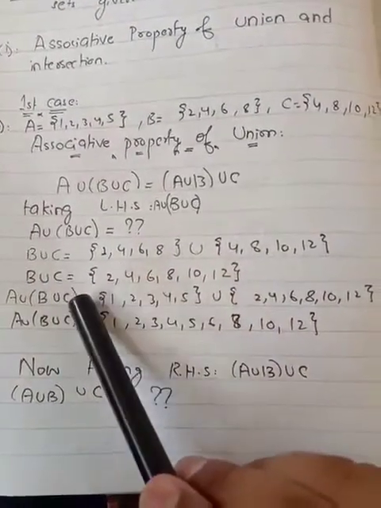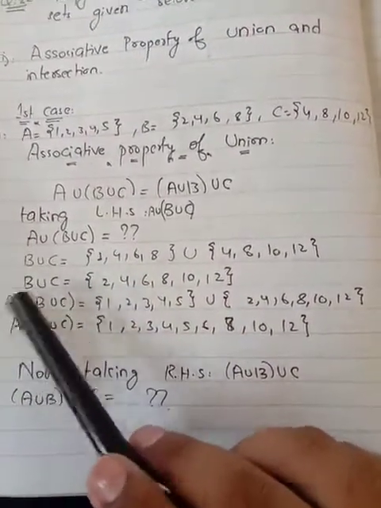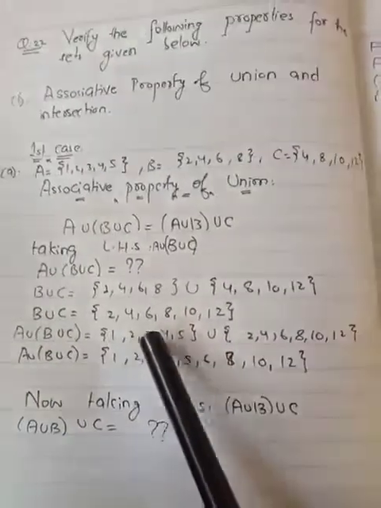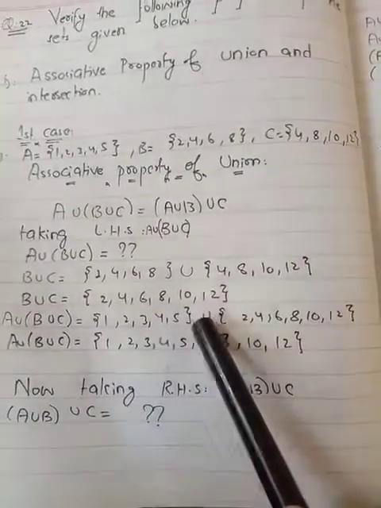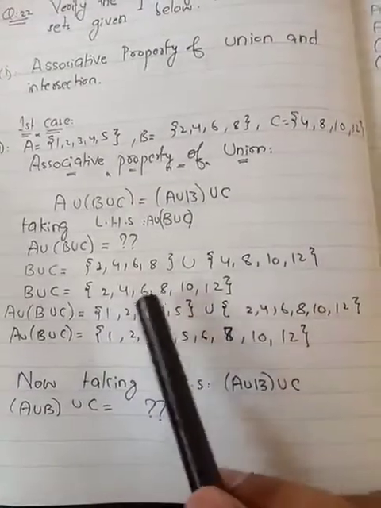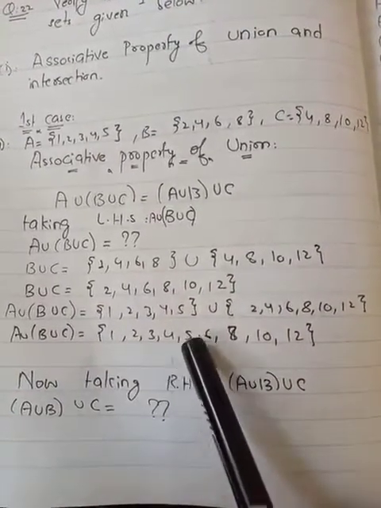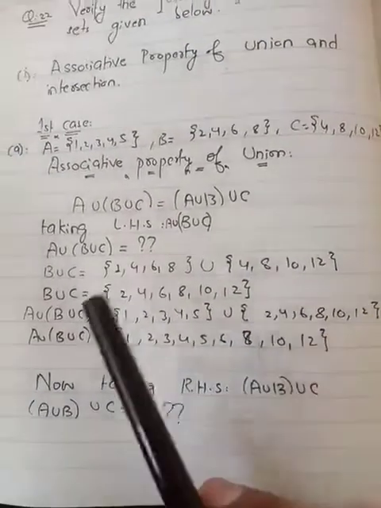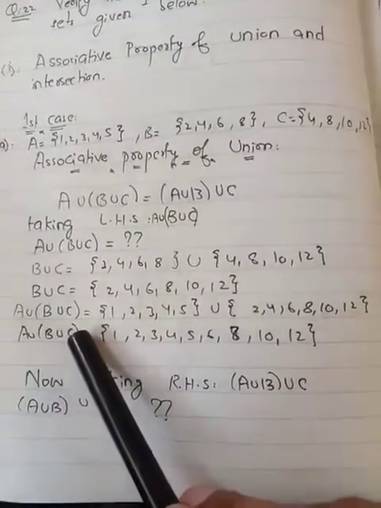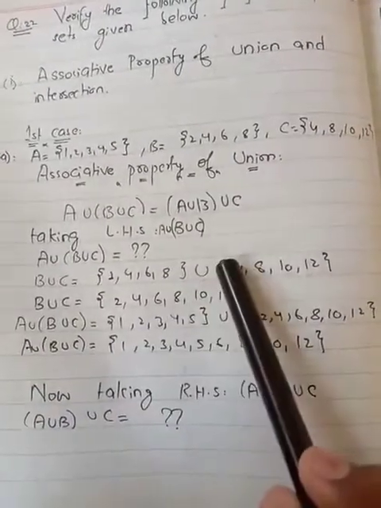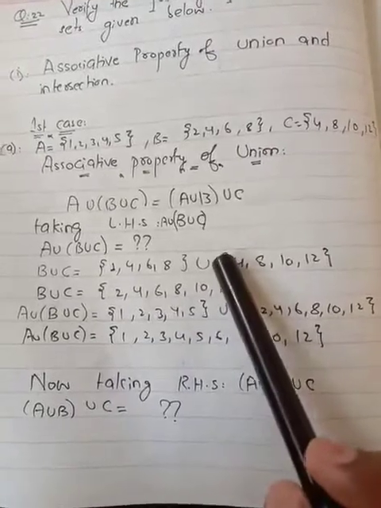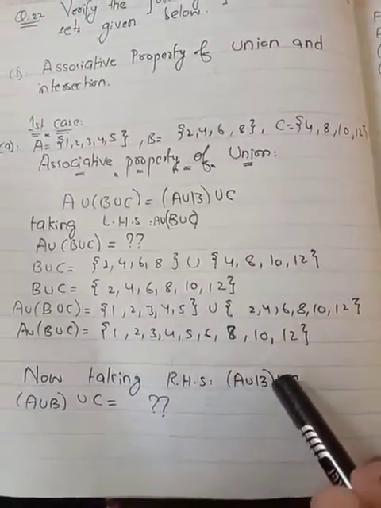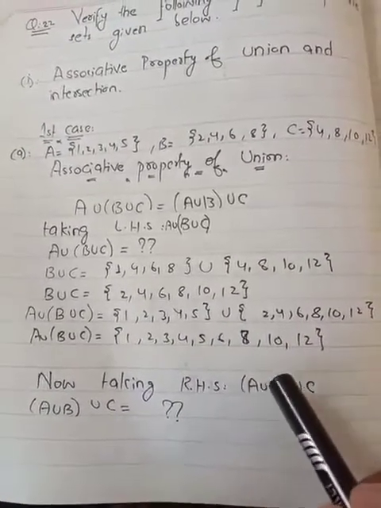After that we have to find the union again with A. A set is 1, 2, 3, 4, 5. Then we will find the union with B union C. We will get our answer 1, 2, 3, 4, 5, 6, 8, 10, 12. This is the answer of A union (B union C). Similarly, this is our left hand side. Now we will find the right hand side, which is (A union B) union C. Then we will compare the answers of both sides.